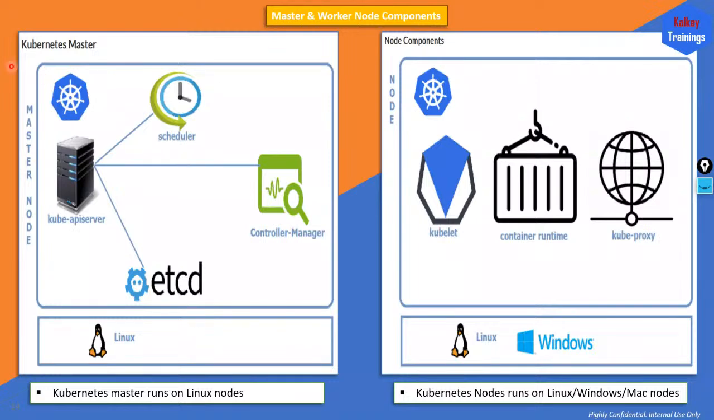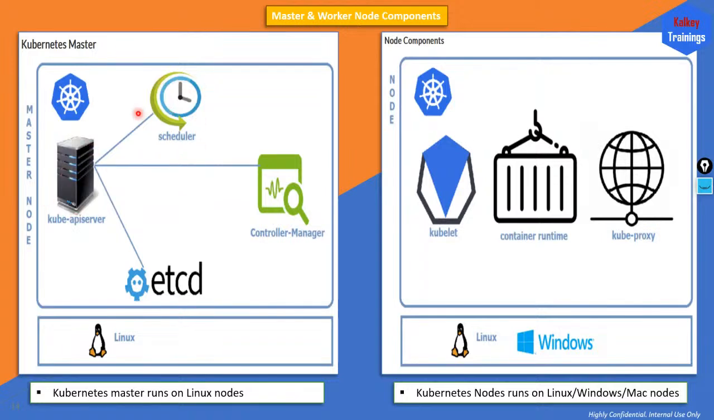Anyway, this is the master node, and you have the kube API server. Everyone is connected to the kube API server. etcd is talking to the kube API server. The kube API server is talking to the scheduler, and the scheduler is talking to the controller manager through the API server. In the worker node, you have the kubelet, the container runtime engine, and the kube proxy. I missed out the container runtime, but it is understood.